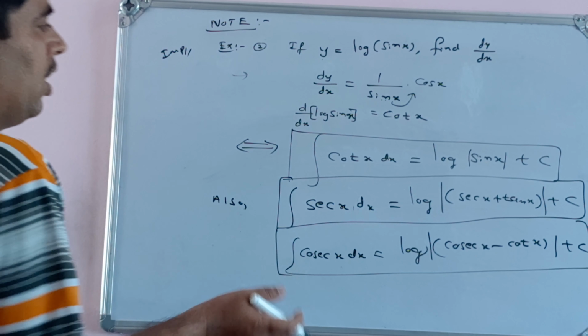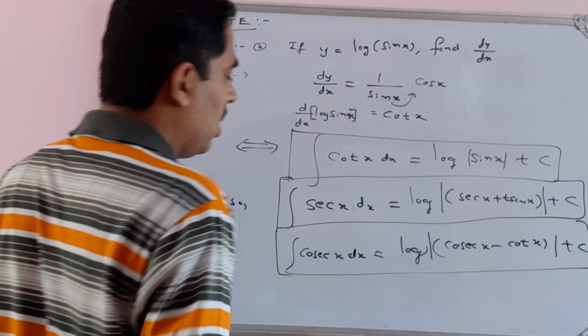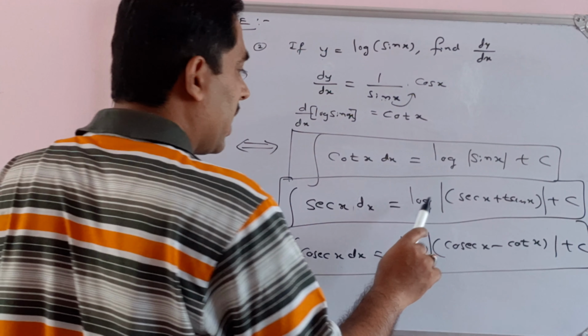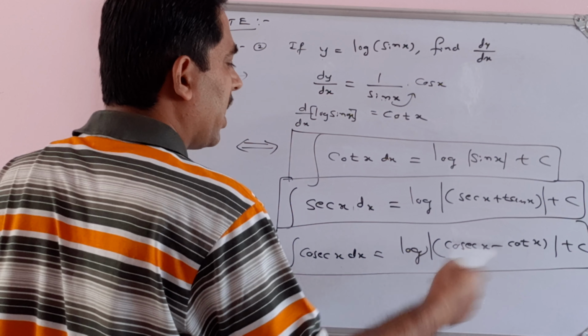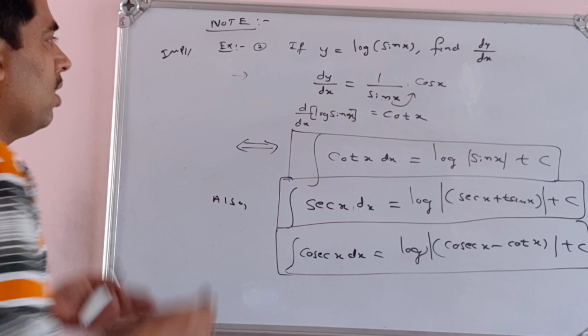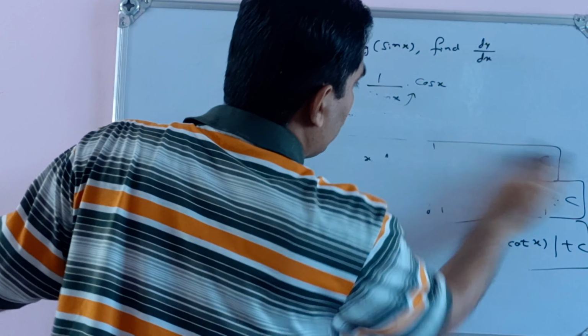So in future, if I get integration of cot x, what can I write? Log sin x. If I get integration of secant x, directly I can write log of secant x plus tan x. If I get integration of cosecant x, directly I can write log of cosecant x minus cot x. So this completes our formula list.